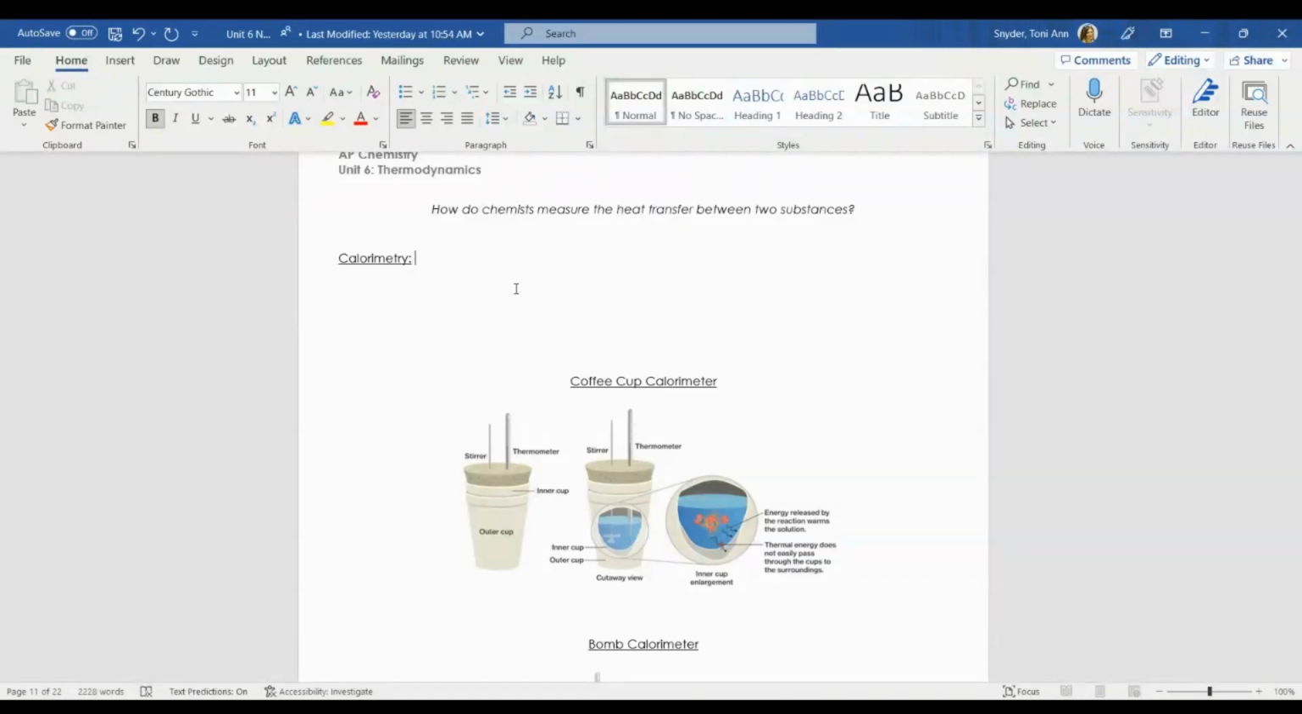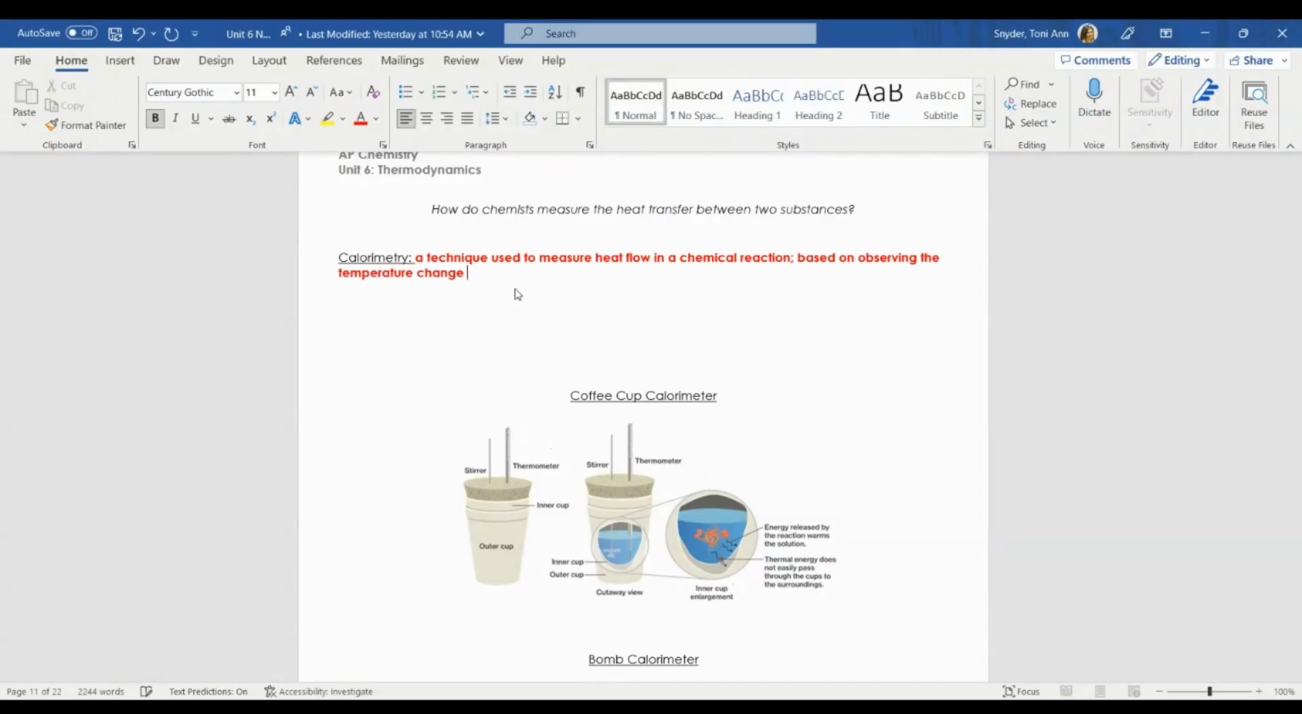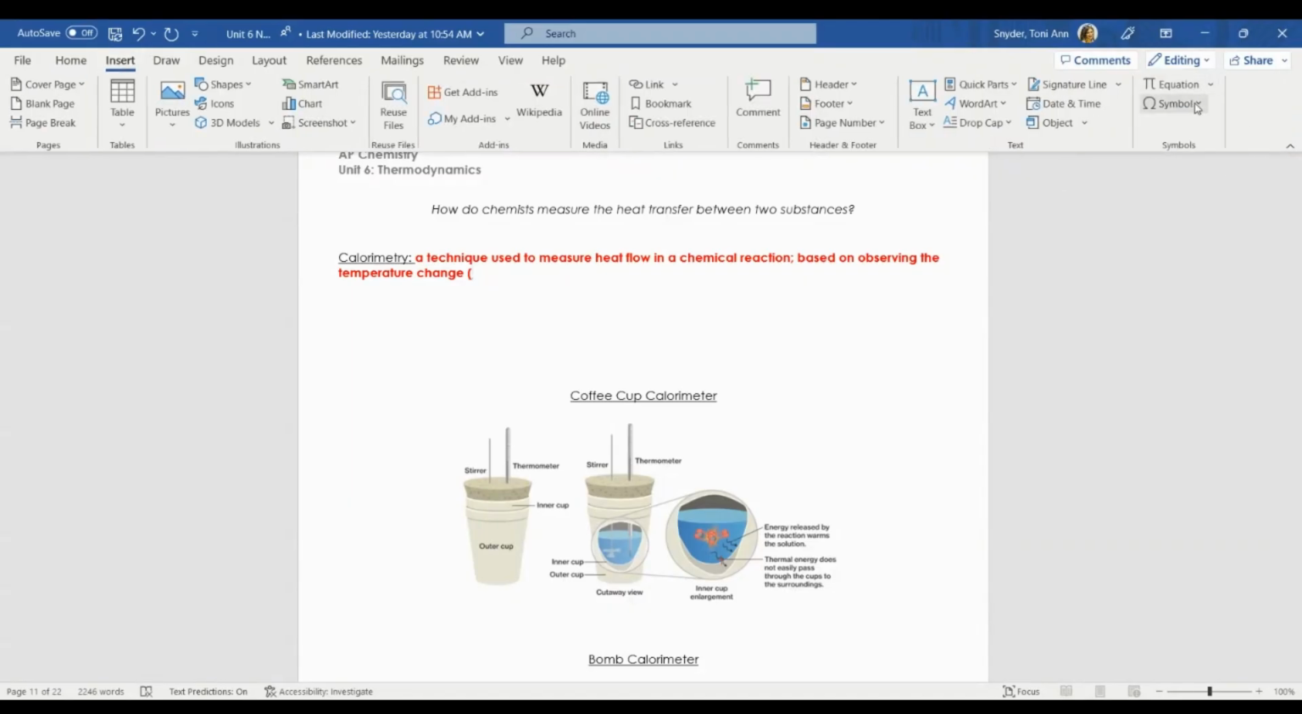Well, there's two ways that it can be done, but the overall technique is what we know as calorimetry. So calorimetry is a technique used to measure heat flow in a chemical reaction, and it's based on observing the temperature change. And remember, a temperature change is symbolized as delta T, just a little triangle, delta T, as a reaction absorbs or releases heat. Actually quite a simple process, calorimetry.